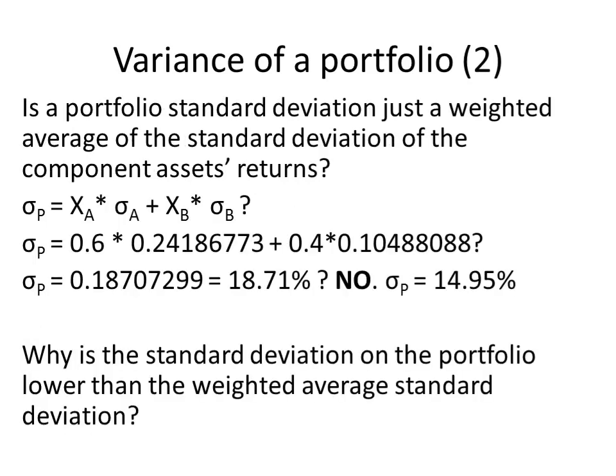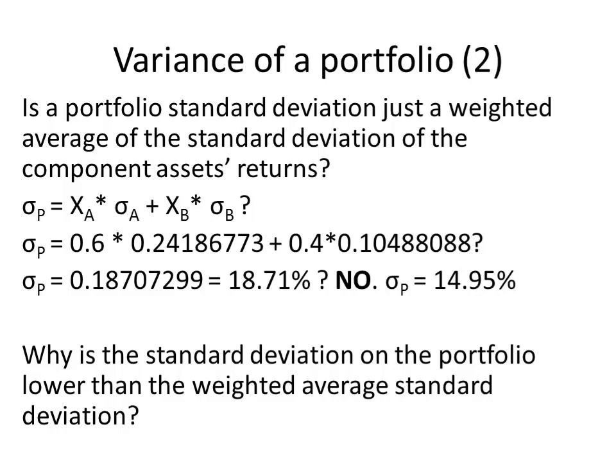A common mistake that students make is to think that the portfolio standard deviation is just a weighted average of the standard deviations of the component assets' returns. And if we did the math here, what we would come up with is that the standard deviation for the portfolio in this way is 18.71%. Is that correct? No, we just calculated the standard deviation of the portfolio return to be 14.95%.